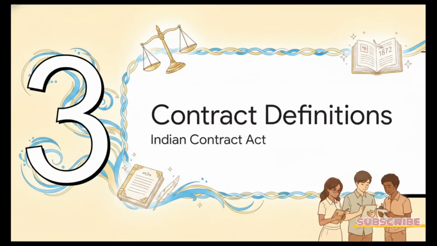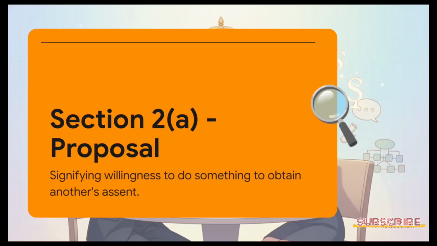Moving on to part three, core contract law definitions. We're going to start with Section 2A of the Indian Contract Act, which defines a proposal or an offer. The Act states it is signifying a willingness to do or abstain from doing something with the intention of obtaining another person's assent. Sounds a bit wordy, right?